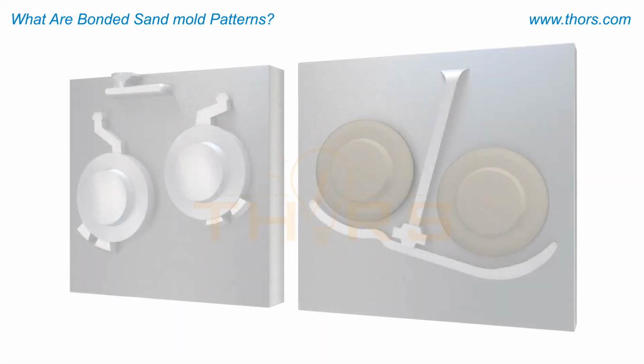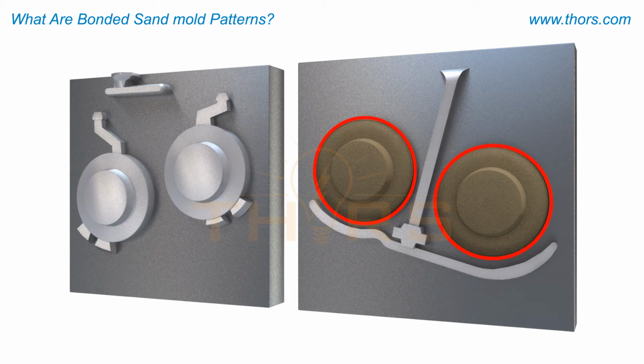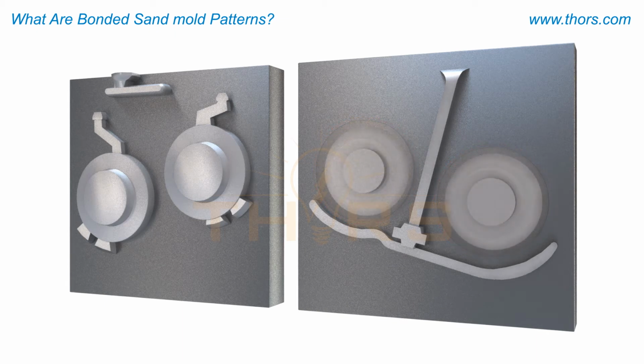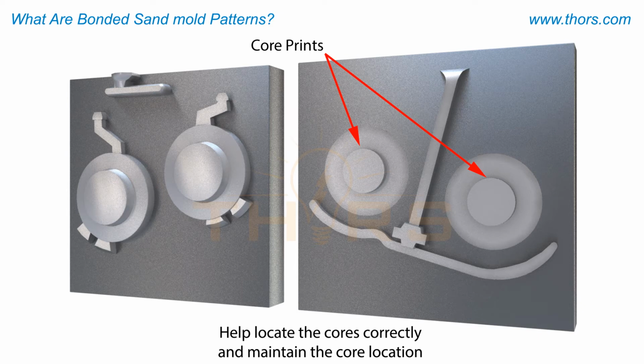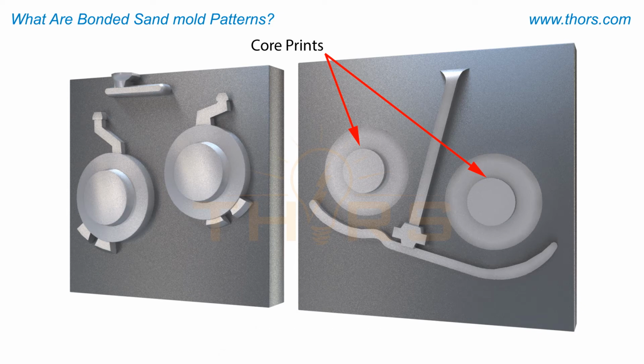To accommodate and support cores in the mold, patterns may also have added pieces called core prints. Core prints help locate the cores correctly in the mold and maintain the core location during mold closing and handling. In addition, core prints provide locations for placing vents for conducting gases outside the mold that are generated during mold filling.